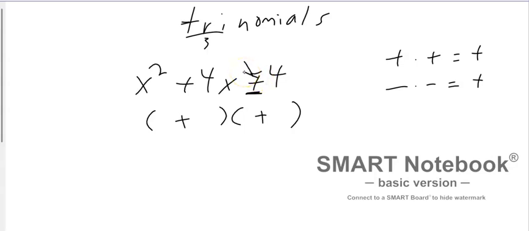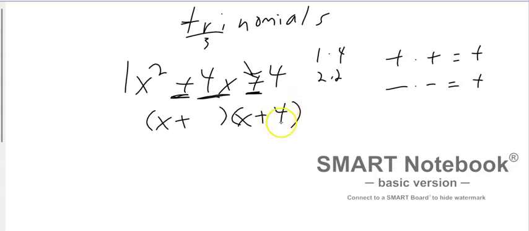What tells us what they are? This right here. If that's positive, they're both positive. If that was negative, they'd both be negative. Okay? Now, when this is just 1, this is very simple. It's just x and x. And then to get 4, we're looking at 1 times 4 or 2 times 2. And we need these to add up to the middle term.